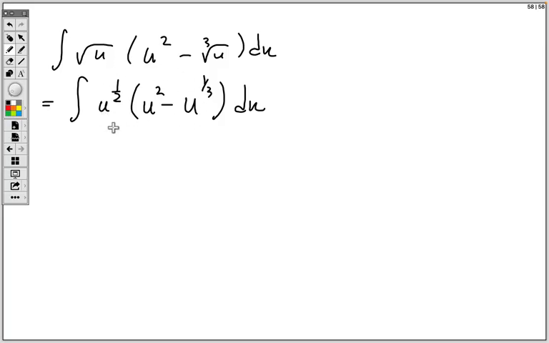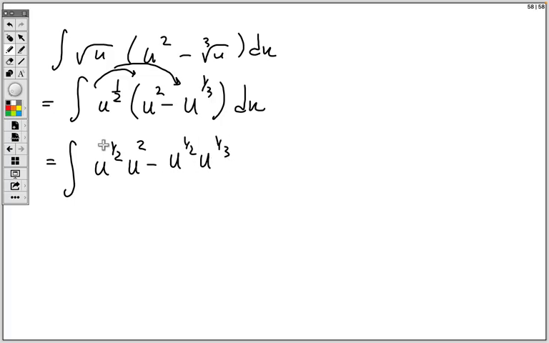All right? We don't have a rule yet for handling products in terms of integration. But we can distribute here to avoid the product. We can do a little bit of algebra ahead of time. So this would be u to the 1/2 times u squared minus u to the 1/2 times u to the 1/3, du. And now I can do the product rule for powers.